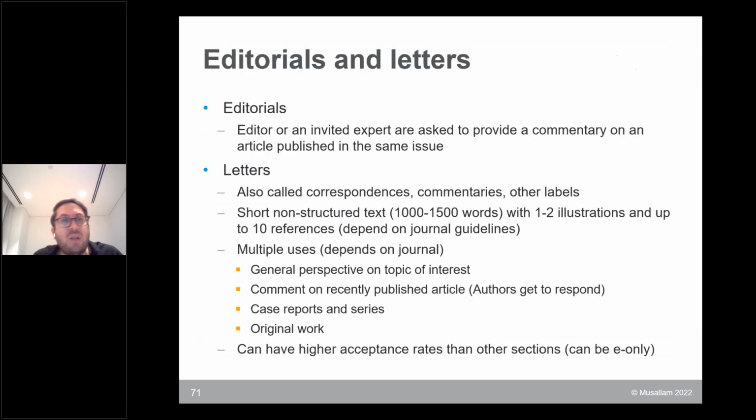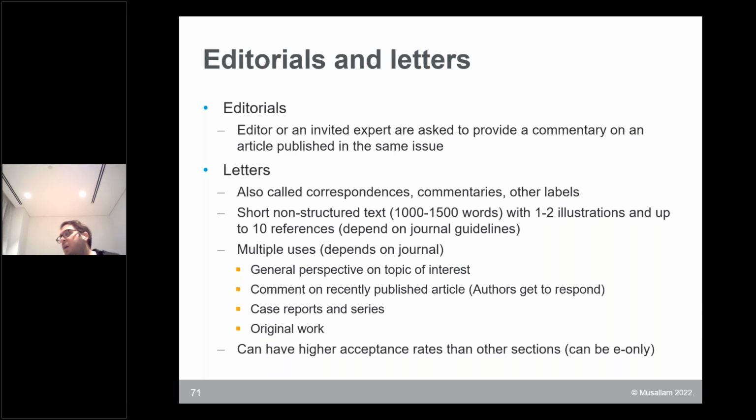Editorials and letters. So editorials are invited usually by the journal. So the journal, when they have an important original article published in a certain issue, sometimes they invite experts to write an editorial to introduce it. So it comes at the beginning of the issue, and then it says in this issue of the journal, there is an article by Musallam and colleagues that talks about this and this. This is important. They give some sort of opinion. They're usually senior people in the field. And then you have letters.